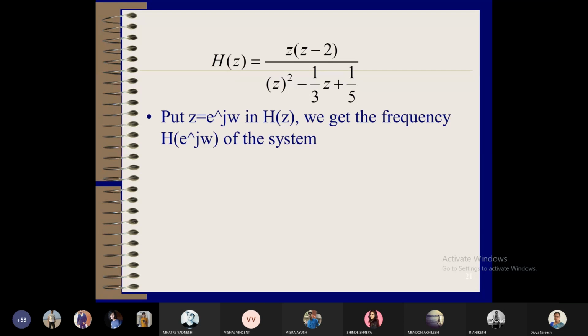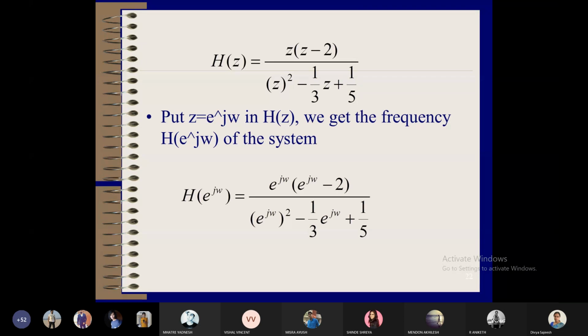So far we have seen that at the unit circle, if I put z equal to e raised to j omega, I will obtain the Fourier transform of the signal. Now the frequency response of the system can be obtained by just putting z equal to e raised to j omega in the transfer function equation. Whatever equation you obtain by putting z equal to e raised to j omega in H of z, that is the frequency response of the system. So wherever z is there, just put e raised to j omega.